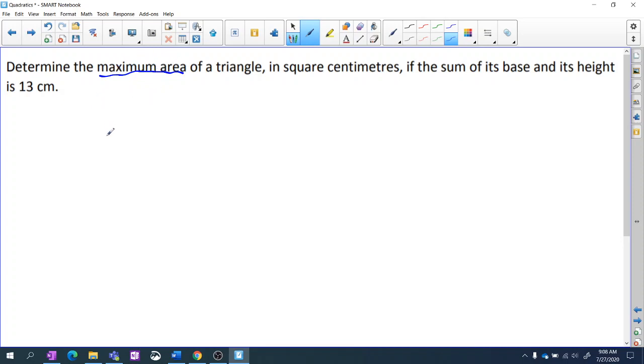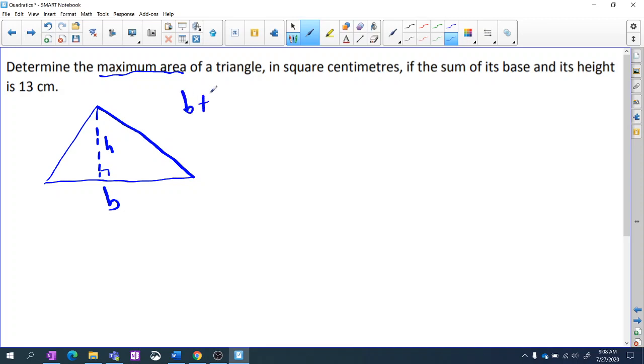Often in some of these questions, a sketch might lend itself to point you in the right direction. So I've got a triangle. I'm just going to draw a triangle, any old triangle. So this is its base. I'm going to use b for its base, and this is its height, let's say here. Well, it says that the base plus the height has to equal 13. It says that right here. Sum of its base and its height is 13.